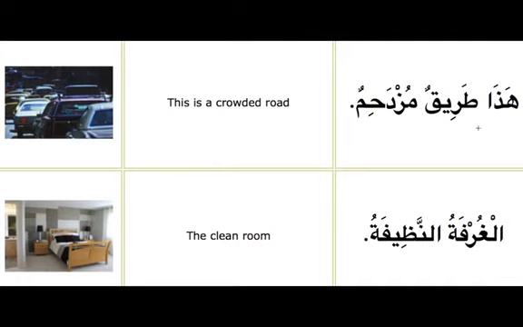So just know some more sentences here. هذا طريق مزدحم. مزدحم means busy, crowded. طريق means road. So this road is crowded. We say هذا طريق مزدحم. This is a busy street or a crowded street or crowded road. الغرفة النظيفة. A clean room. الغرفة, the room. النظيفة, clean. So we don't translate the "the" for clean, because it's just following the man'ud, we say the clean room.